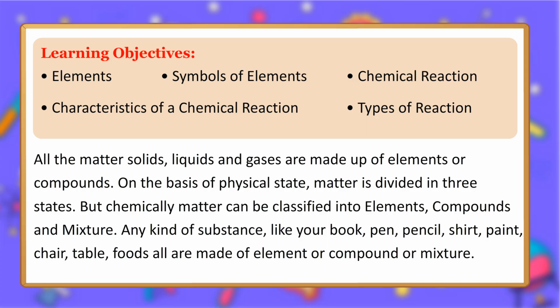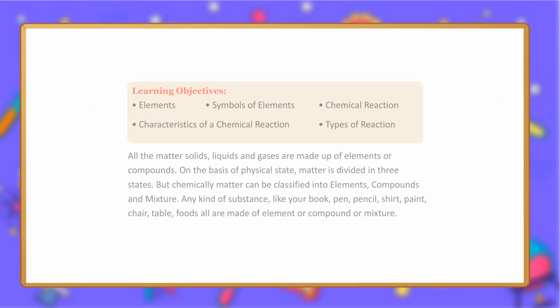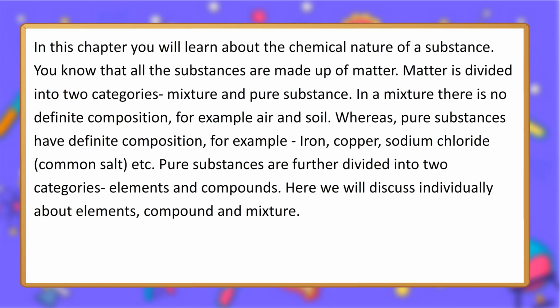On the basis of physical state, matter is divided into three states. But chemically, matter can be classified into elements, compounds, and mixtures. Any kind of substance, like your book, pen, pencil, shirt, paint, chair, table, foods, all are made of element or compound or mixture. In this chapter you will learn about the chemical nature of a substance.